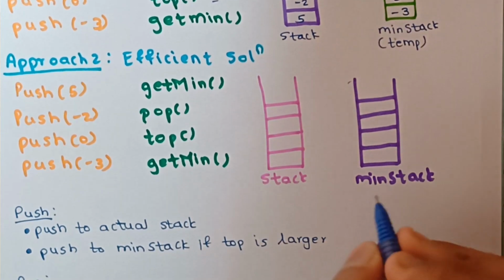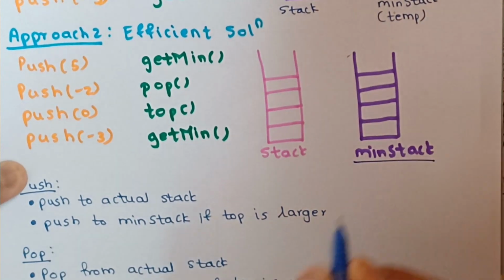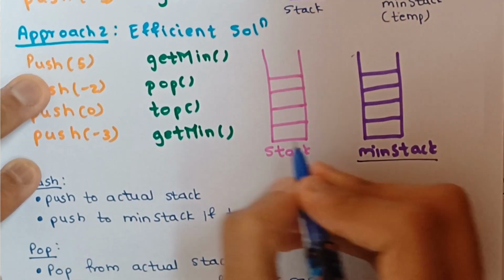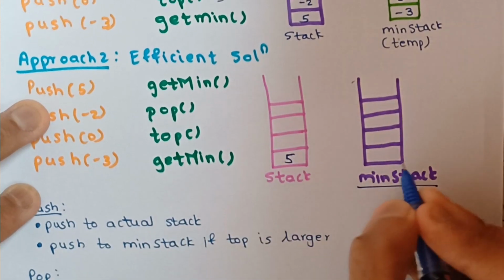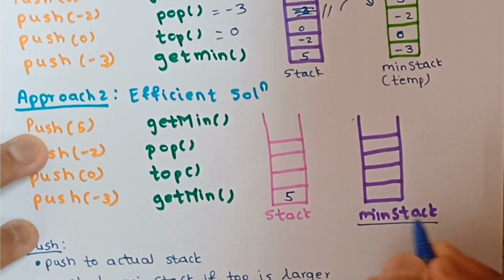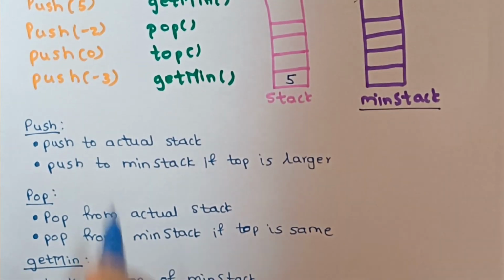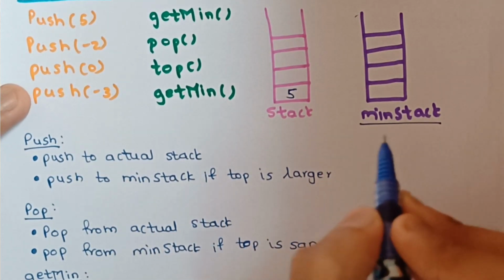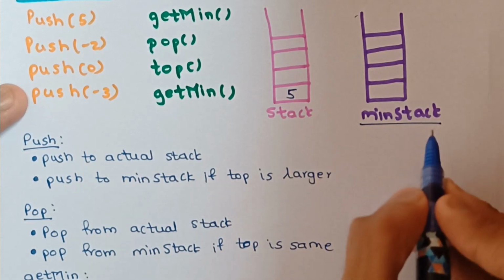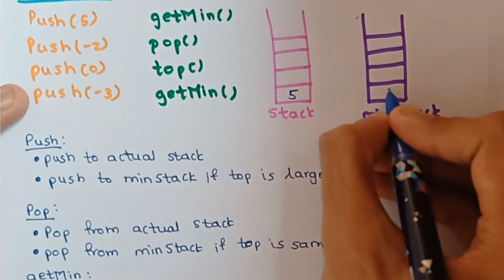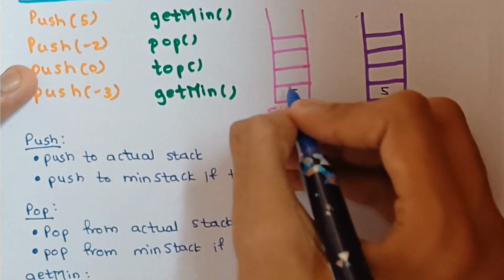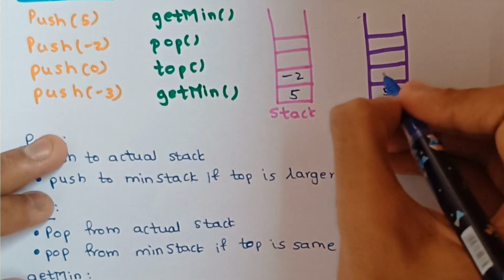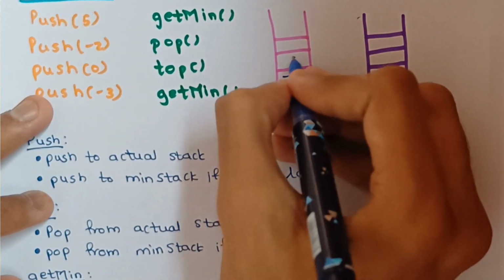We will create one minimum stack here. At the starting, we push 5 in the normal stack also, and if the minimum stack is empty, we push there too. I will show the description also. We have to push into the minimum stack if the stack is empty or its top is larger than that element. Since it is empty, we push 5 here also. Now we push -2, which is less than the top element of the minimum stack, so we push that also. We push 0 in the actual stack.